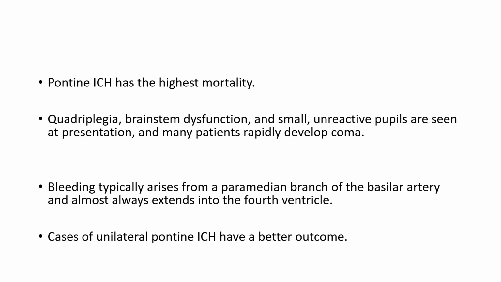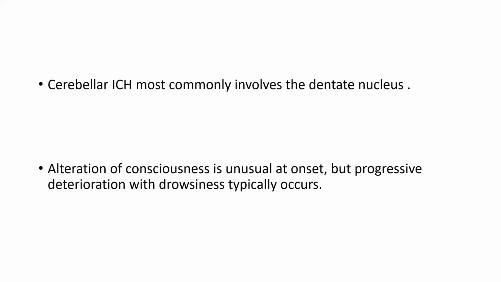Pontine ICH has the highest mortality. Quadriplegia, brainstem dysfunction, small and unreactive pupil are seen at presentation, and many patients rapidly develop coma. Bleeding typically arises from the paramedian branch of the basilar artery and almost always extend into the fourth ventricle. The cases of unilateral pontine ICH have better outcome.